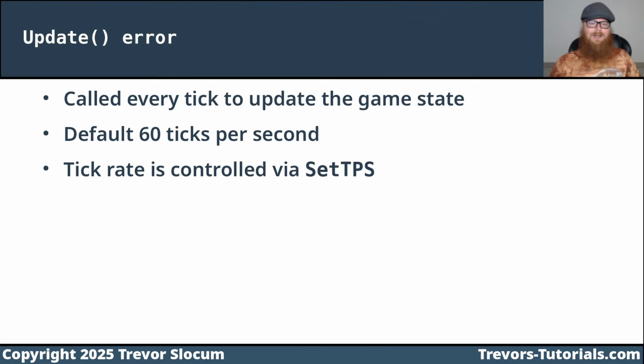Update is called every tick to update the game state, and by default will be called 60 times per second. The tick rate is independent from the frame rate and will not be affected if the frame rate changes. You can control the tick rate by calling SetTPS.